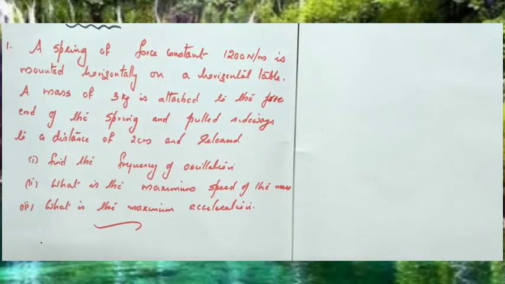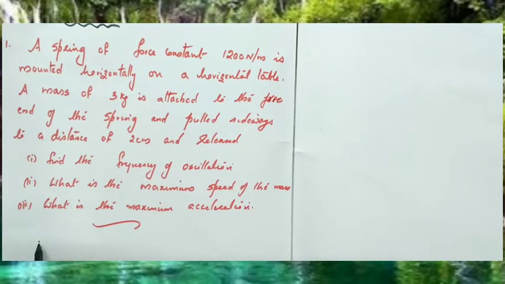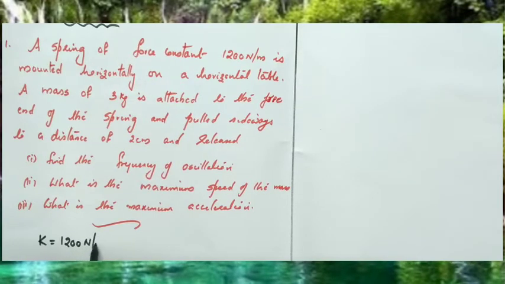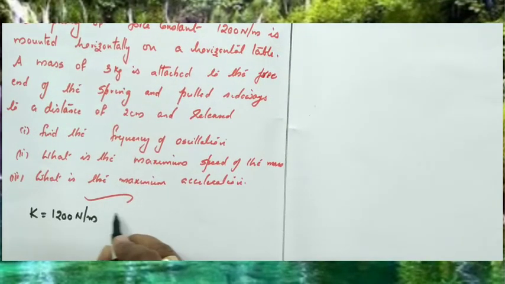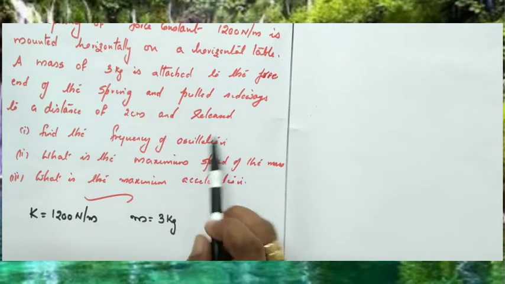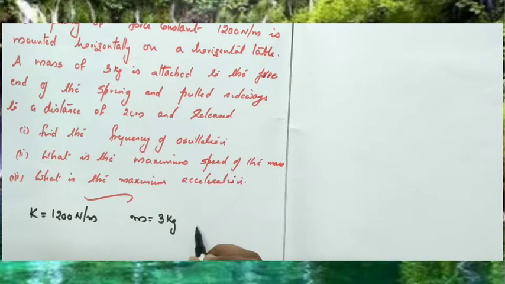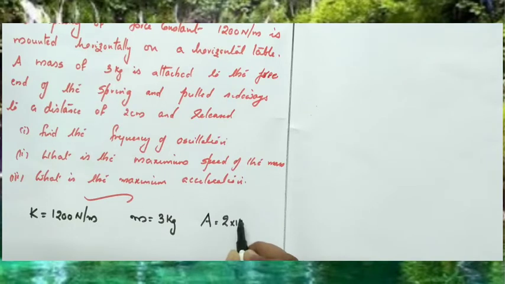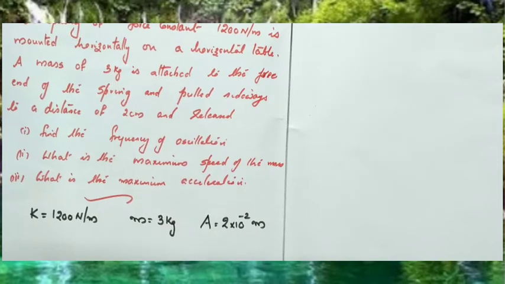Here in the question, what are the values given? A spring of force constant 1200. Force constant is represented by the letter K. So K equals 1200 Newton per meter. It is mounted horizontally on a horizontal table and a mass of 3 kg is attached. So M equals 3 kg. It is attached to the free end of the spring and pulled sideways to a distance of 2 cm. So the maximum displacement, or amplitude, here is 2 cm, that is 2 into 10 raised to minus 2 meter. So these are the values given: spring constant, mass and the amplitude.